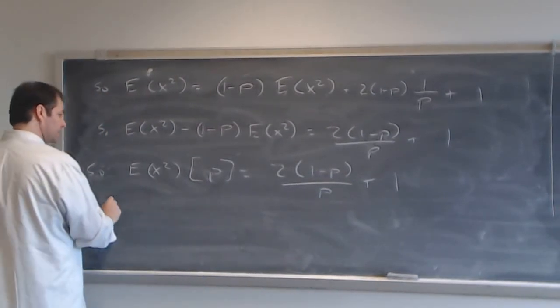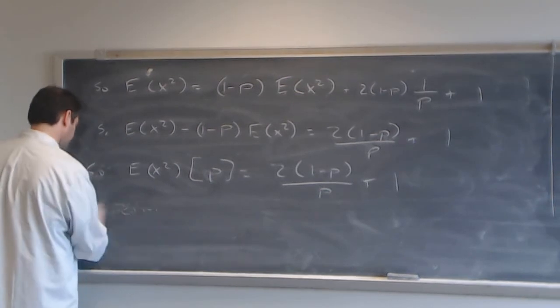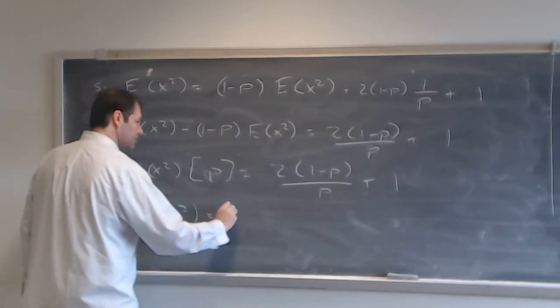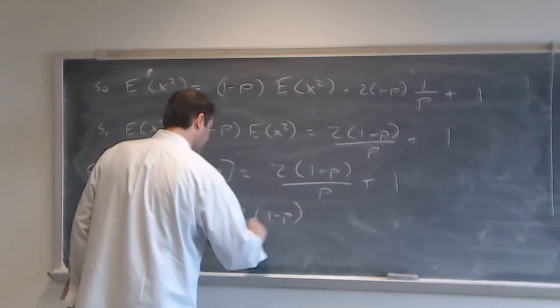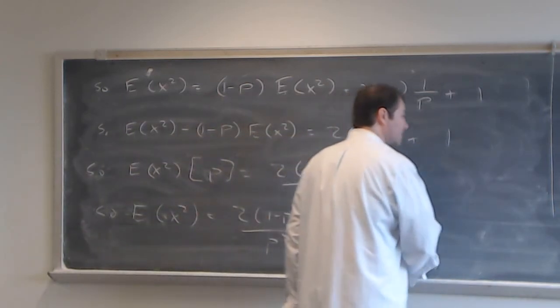So the expected value of x squared is equal to 2 times 1 minus p over p squared plus 1 over p. All right, now we're ready to get the variance.